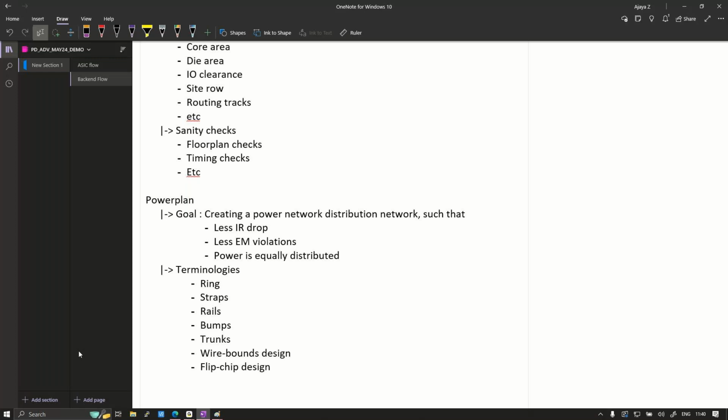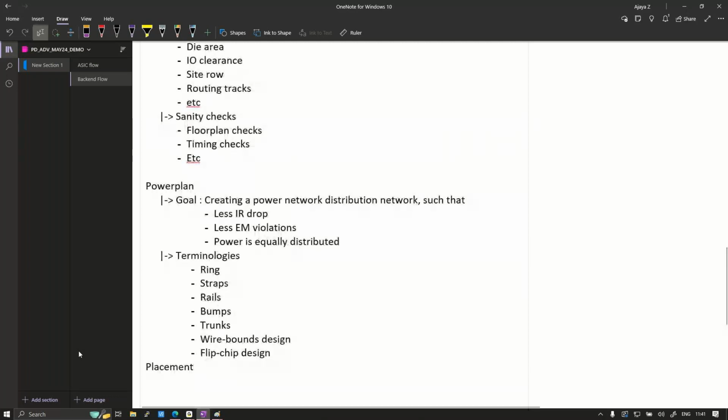So once this particular power planning is done, what are we going with respect to the next stage? Placement stage. In this particular placement stage, we are going to be placing the standard cells.